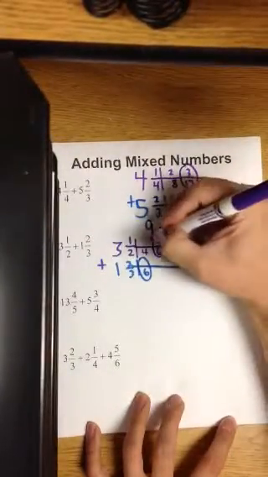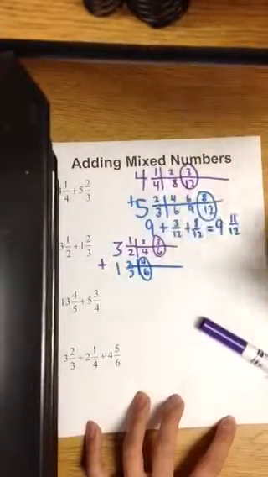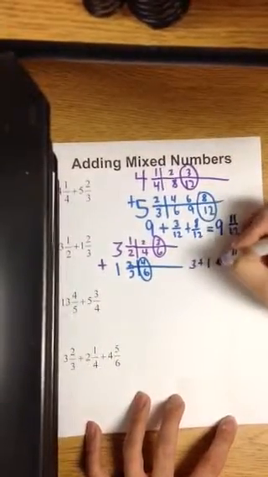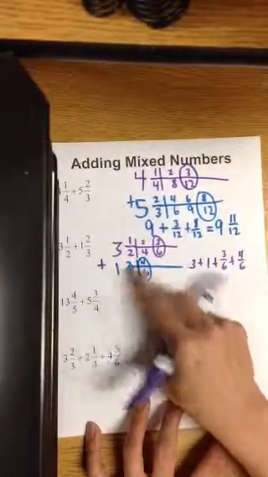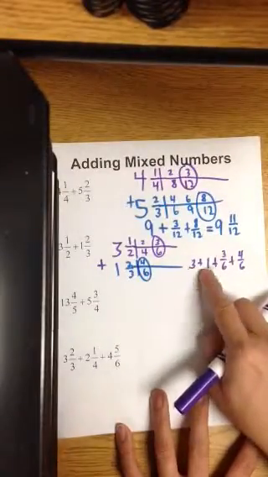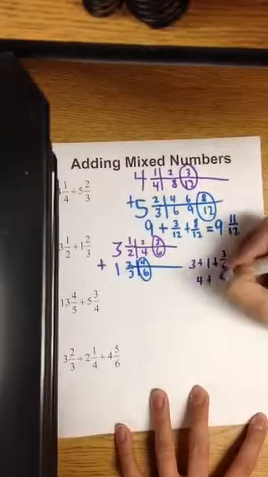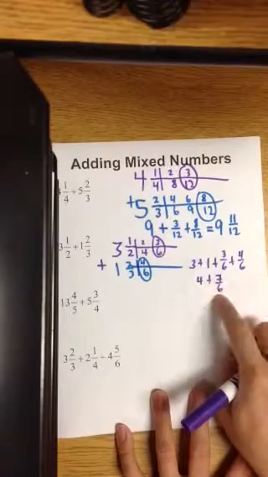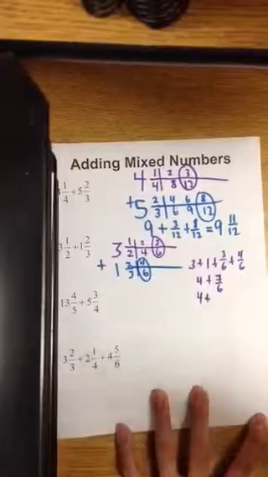Let's rename 1/2 to 3/6. Let's rename 2/3 to 4/6. So 3 plus 1 plus 3/6 plus 4/6. They want you to add up these whole numbers with these two fractions. Well, let's see. 3 plus 1 is 4. 4 plus 3/6 plus 4/6, that's 7/6. Hold up. That is improper. We need to turn it into a mixed number.